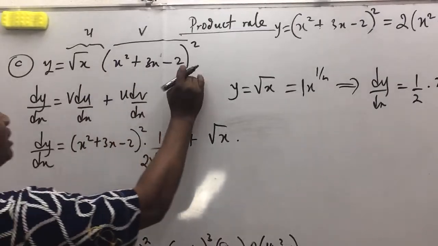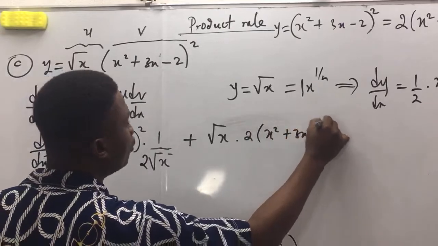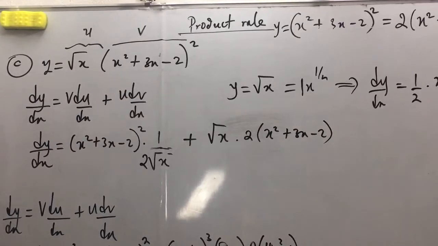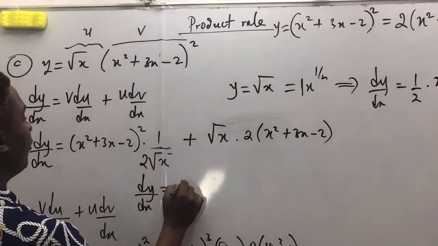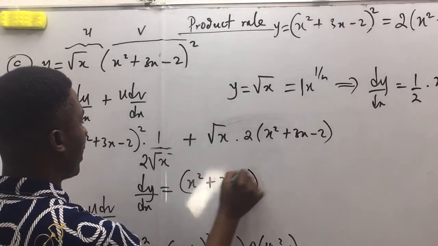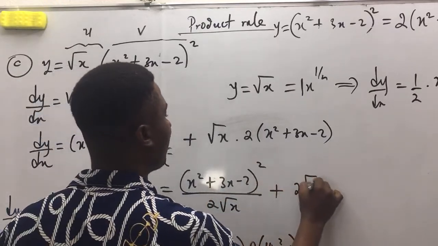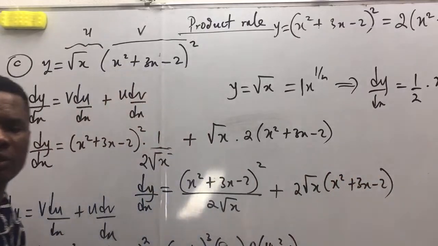So differentiating v will give me 2 in bracket x squared plus 3x minus 2. Again, if you are solving a problem in your exam, you could leave your answer in this manner. But sometimes they may want you to simplify further, so you could make your answer look a little bit better. So, let's simplify to get a final answer on this. I will write my result as x squared plus 3x minus 2 all squared all over 2 square root of x, plus 2 square root of x in bracket x squared plus 3x minus 2. So doing this makes my result look better.